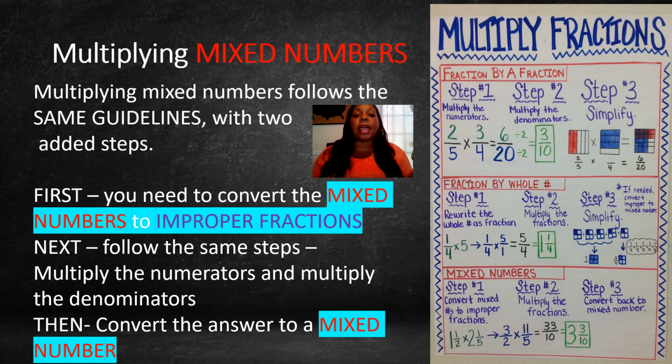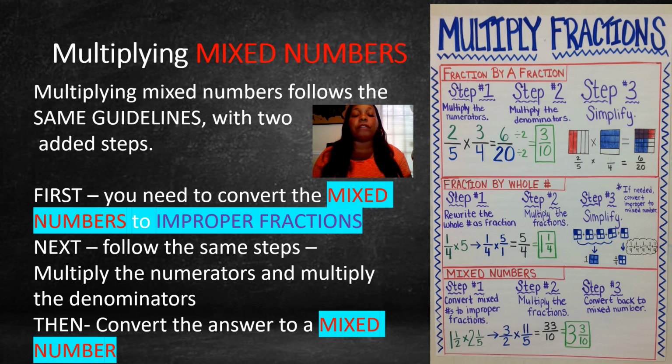So when we're multiplying mixed numbers, we're going to follow the same steps as when multiplying fractions. We're just going to add 2 steps, okay? So the first thing you're going to need to do is convert all of your mixed numbers into improper fractions. If we look at the anchor chart, we have 1 1/2 times 2 1/5.